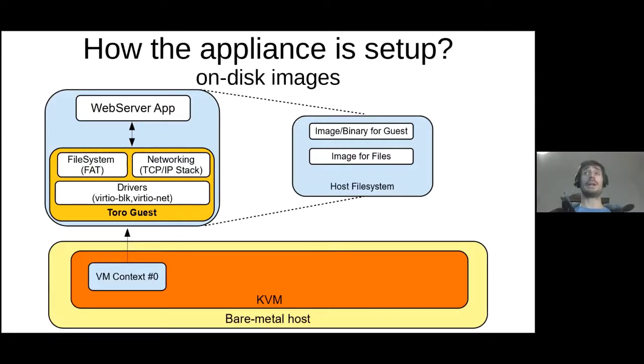To deploy the appliance, two files are needed. First, the binary that contains executable code, which is an ELF64 binary, and the files that the appliance hosts. Generally speaking, the binary is about 250 kilobytes, but the files could be in the order of megabytes or gigabytes.